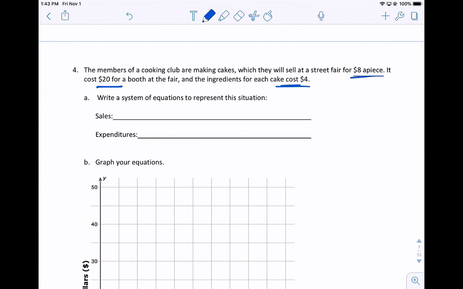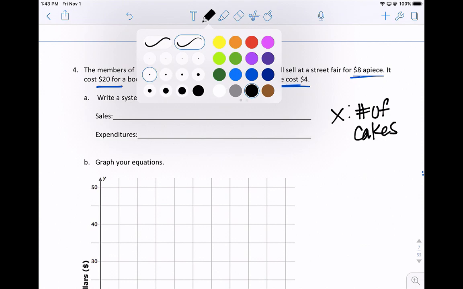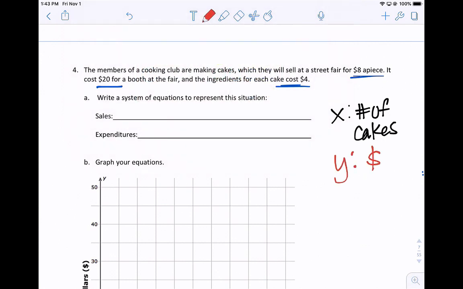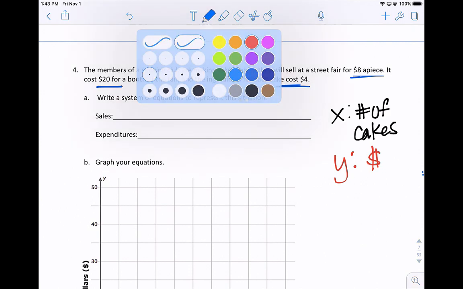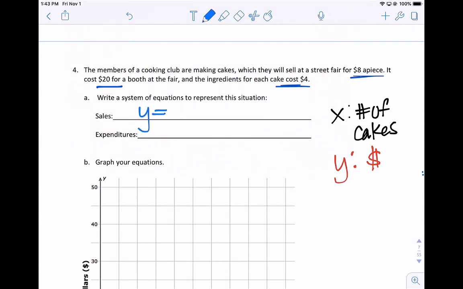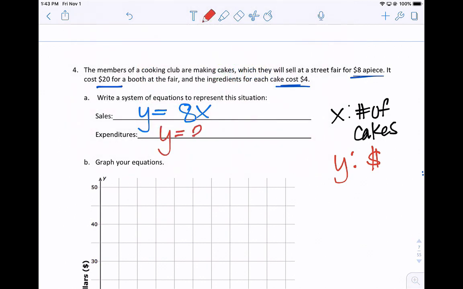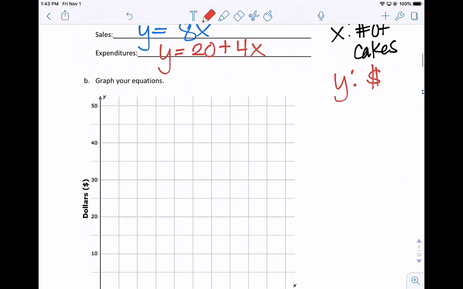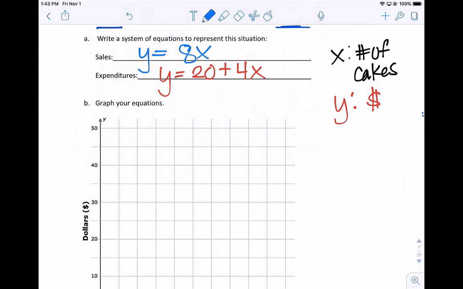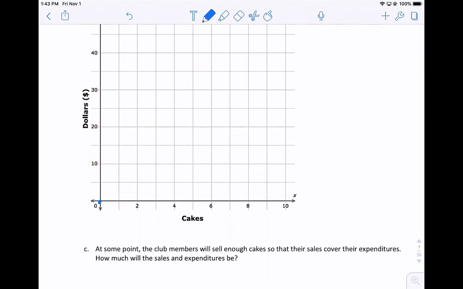Okay, so here we have to write our system of equations first. So we'll say X is the number of cakes that we're selling. And Y will be the dollar amount that we're looking at. Okay, so for sales, we're selling the cakes for $8 a piece. Expenditures: it costs $20 plus $4 for supplies for every cake. Okay, let's graph. So the first one, for sales, the y-intercept is 0. The slope is 8.